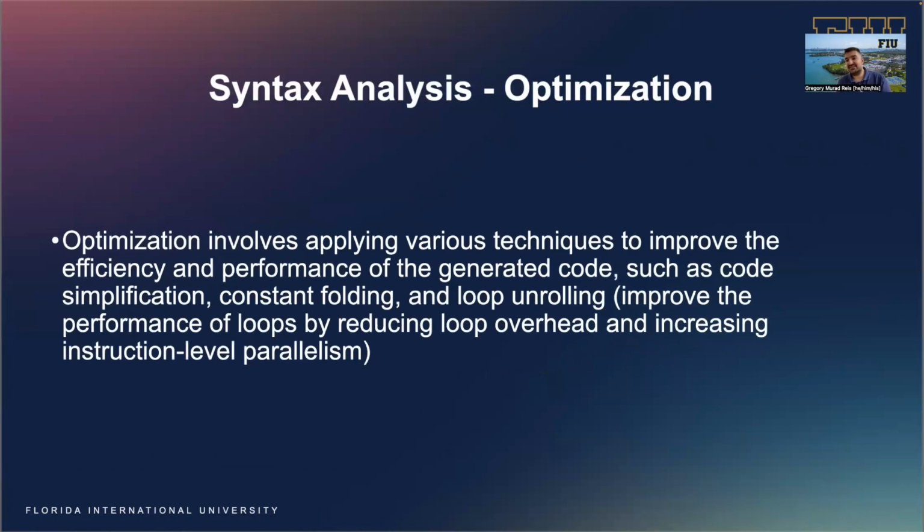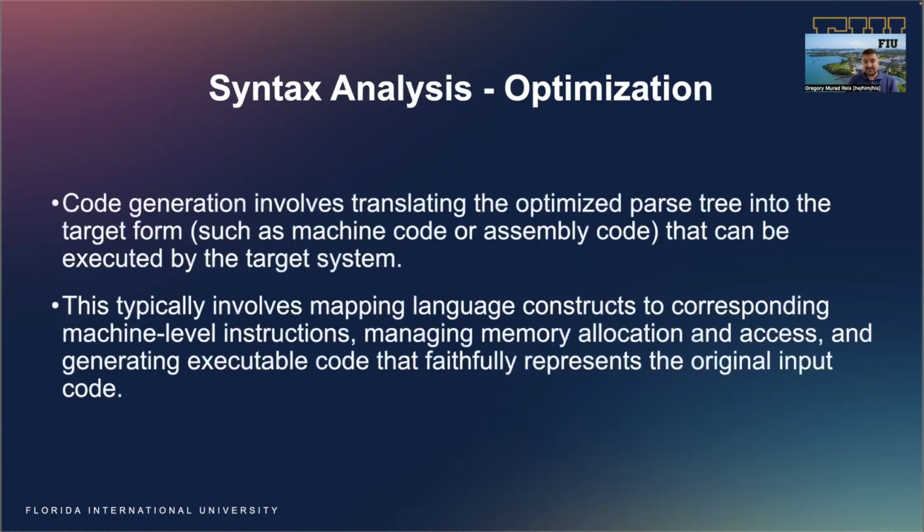Optimization is the study of various techniques that improve the efficiency and the performance of the generated code: simplification, constant folding, loop unrolling, and any other type of features that you can implement. And code generation is translating this optimized parse tree, if it was able to be optimized, into assembly or machine code, so that it can be executed by the system you're using, okay?